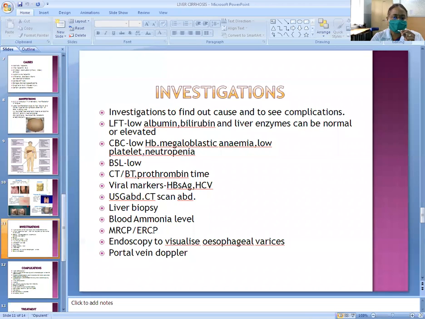Then MRCP and ERCP are investigations to rule out obstructive jaundice. Endoscopy is done to see the dilated esophageal veins and the risk of hematemesis. The dilated esophageal veins can rupture anytime and result in hematemesis. Then portal vein Doppler to measure the portal venous pressure.